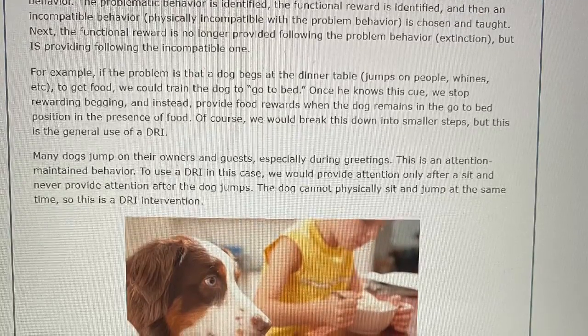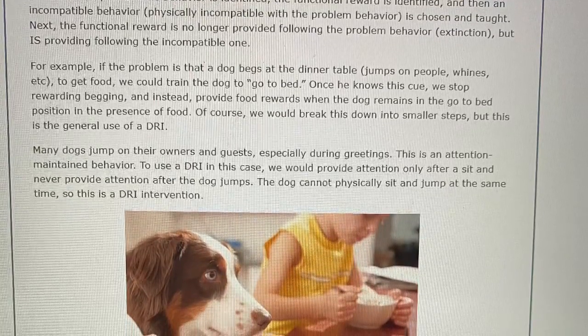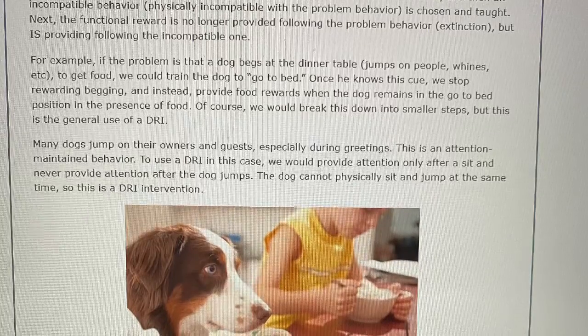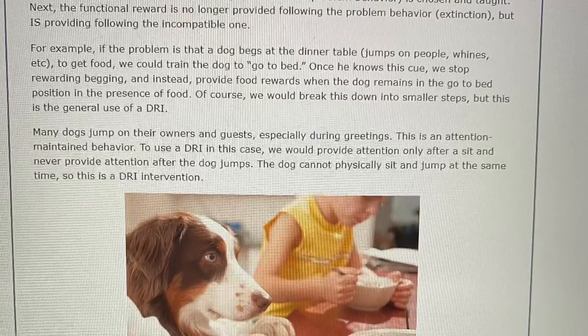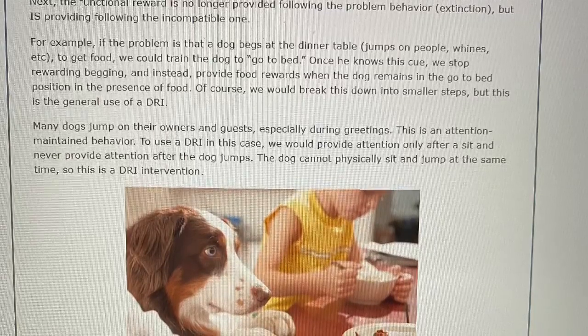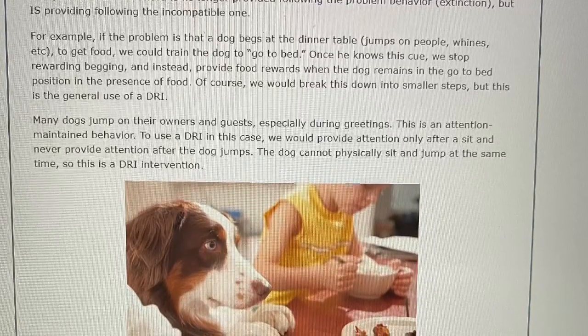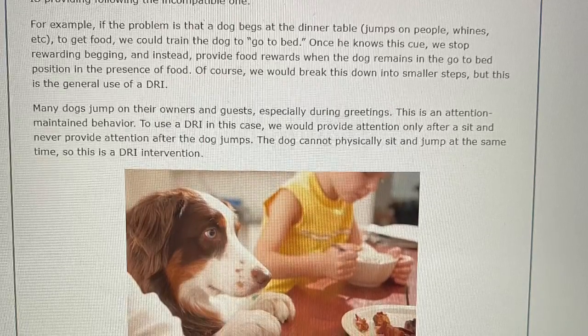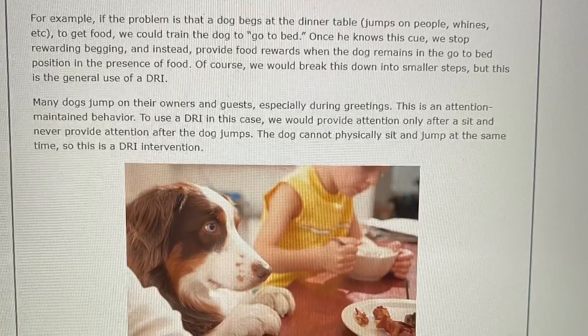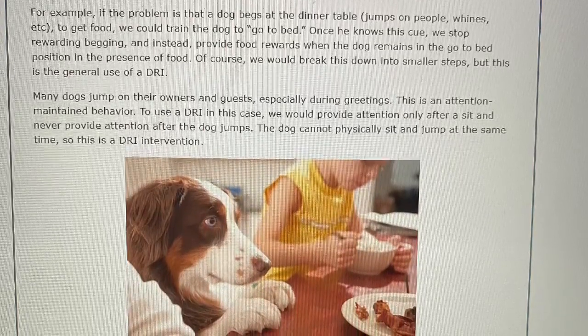For example, if the problem is that a dog begs at the dinner table, jumps on people, whines, etc. to get food, we could train the dog to go to bed. Once he knows this cue, we stop rewarding begging and instead provide food rewards when the dog remains in the go-to-bed position in the presence of food. Of course, we would break this down into smaller steps, but this is the general use of a DRI.